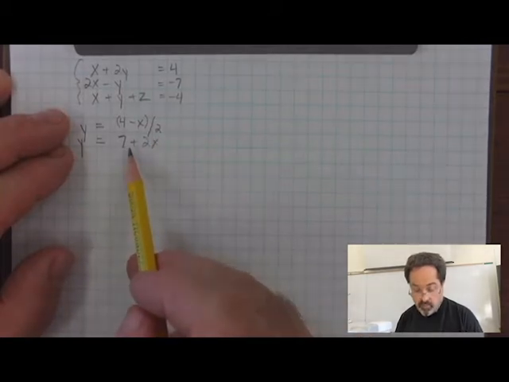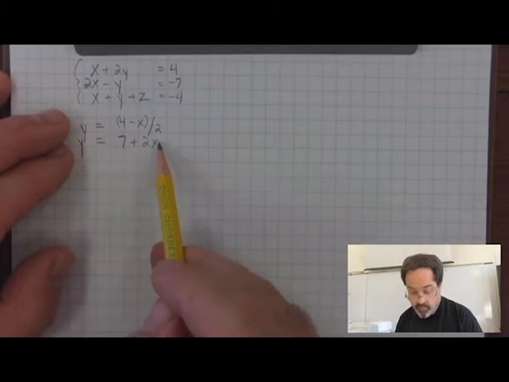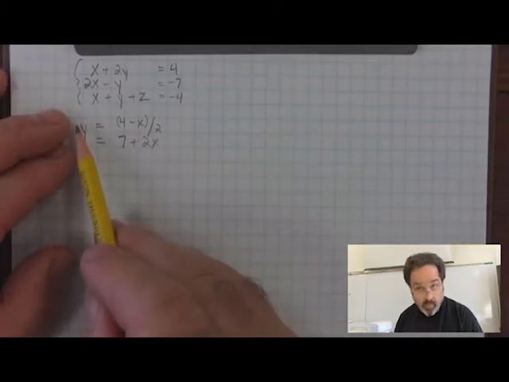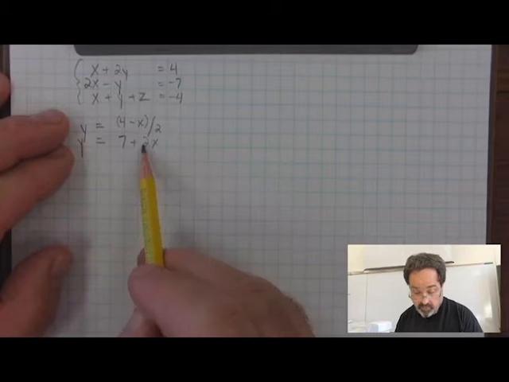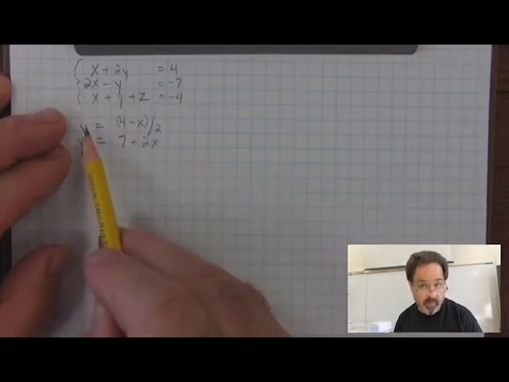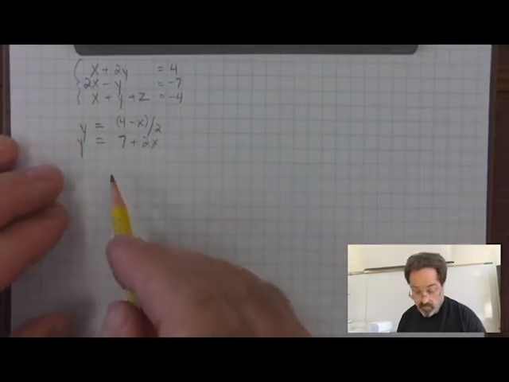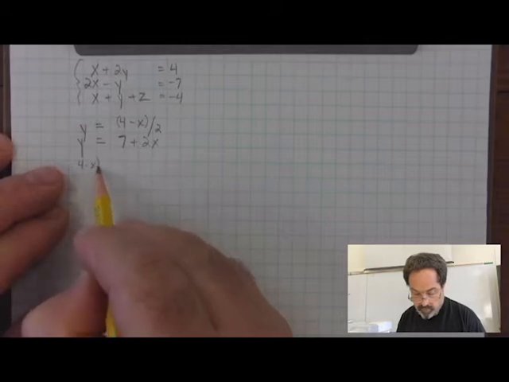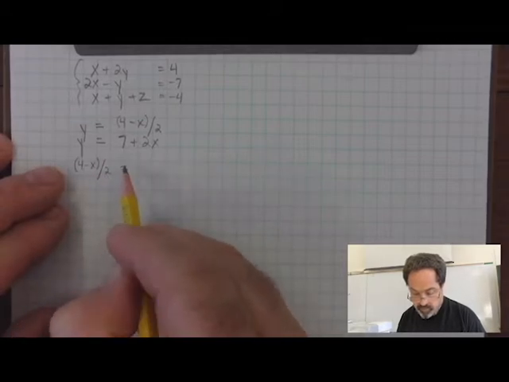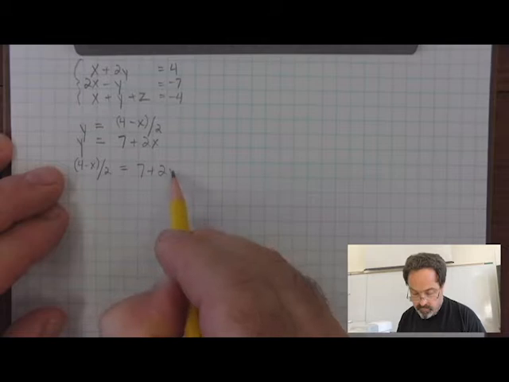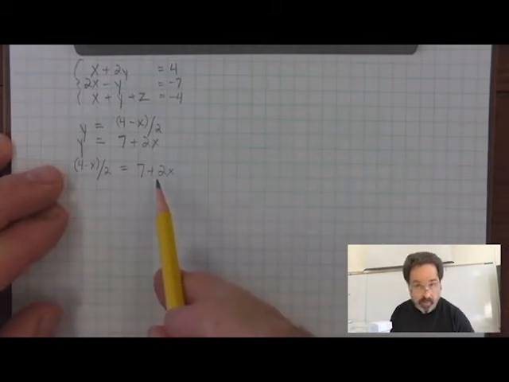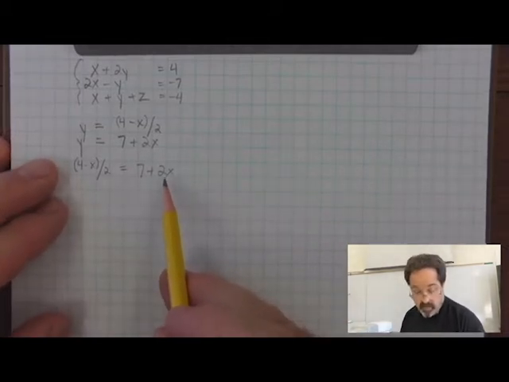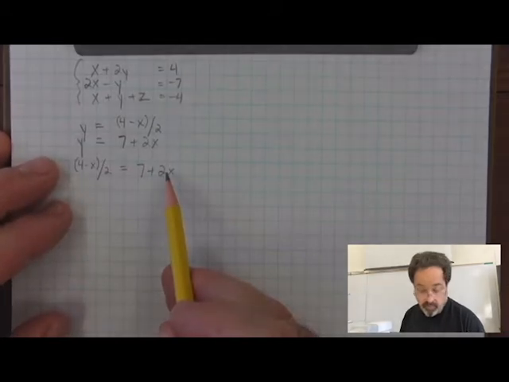Well, I can substitute what y is equal to in one equation in for y in the other. Or if these 2 expressions are both equal to y, then they're equal to each other. So I can write a new equation. In this case, 4 minus x all divided by 2 is equal to 7 plus 2x. Now I have an equation with one variable, x. I can solve for it and find a value for x.